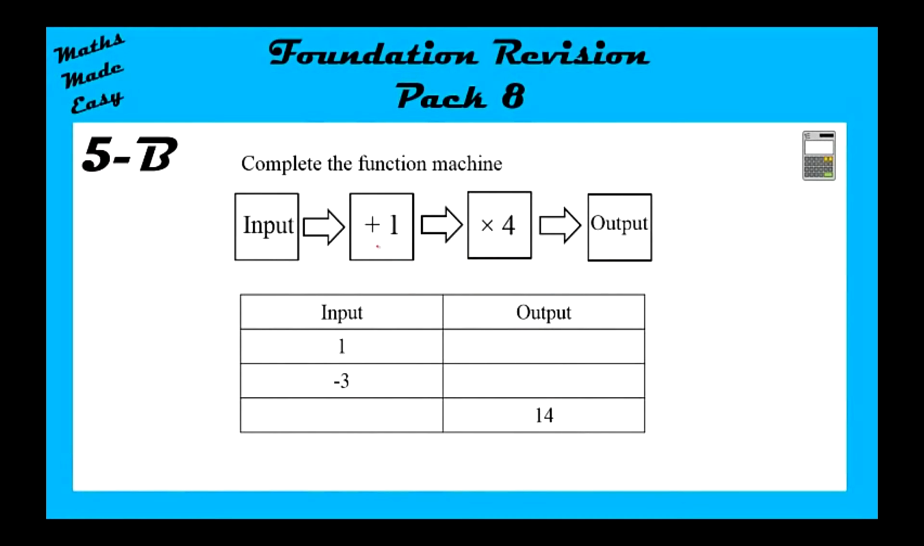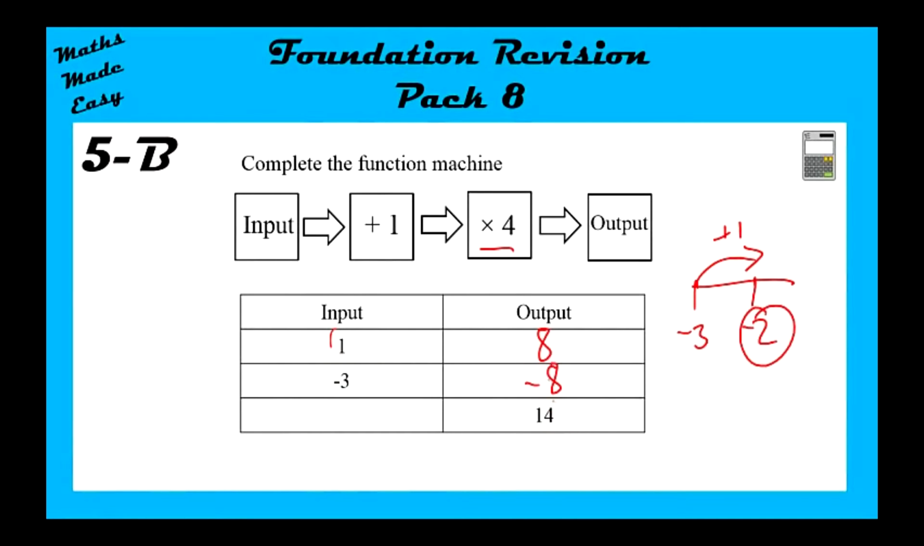Next function machine then, for 5b, we've got to add 1 then times by 4. So 1 add 1, that's 2, times 4 is 8. Negative 3 add 1 is negative 2, again remembering that when you add, you're going that way on the number line, so it's negative 2, not negative 4. Now negative 2, we're going to multiply that by 4, gets you negative 8.